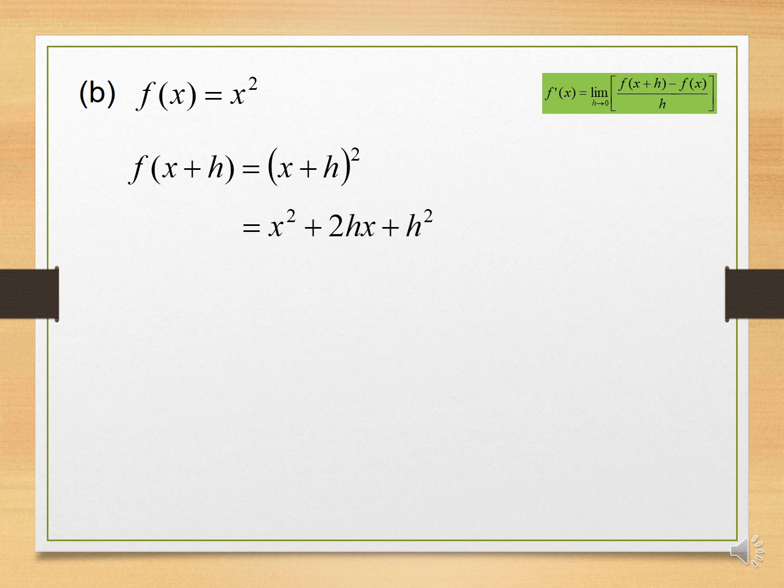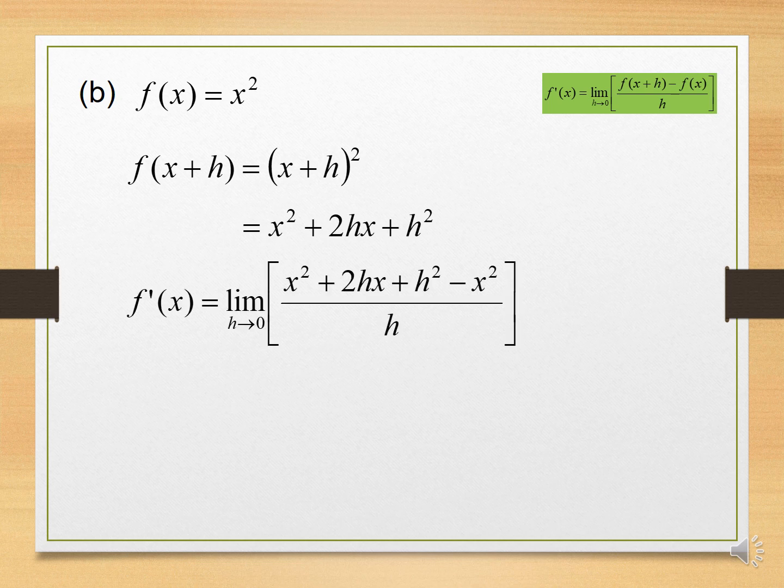With both answers, now you can substitute into your f'(x) formula, where you will get this bunch of things here: [x squared + 2hx + h squared - x squared] over h. Then as usual, we can do the cancellation, where the x squared by the x squared will be removed, and it will remain 2hx + h squared over h.